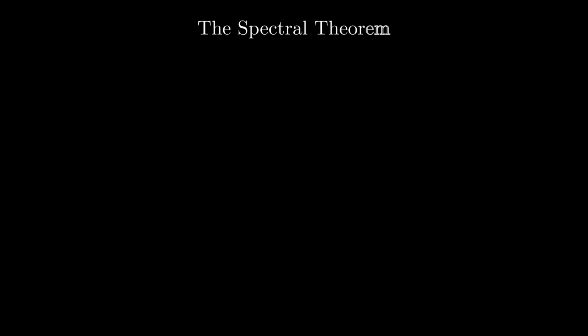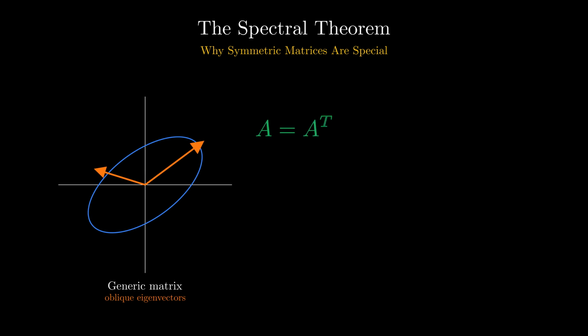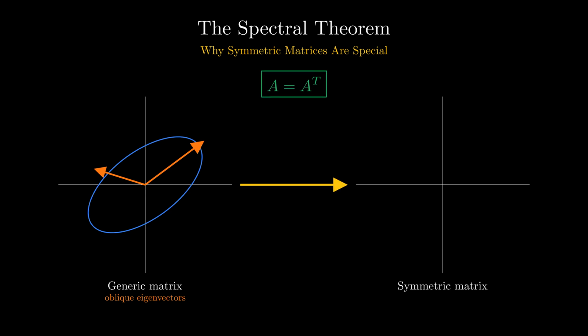Out of all the matrices in the universe, one tiny class behaves so beautifully that it earns its own theorem. A generic matrix can have complex eigenvalues and skewed eigenvectors that don't line up nicely. But flip the condition, make the matrix equal to its own transpose, and suddenly everything snaps into perfect right angles.